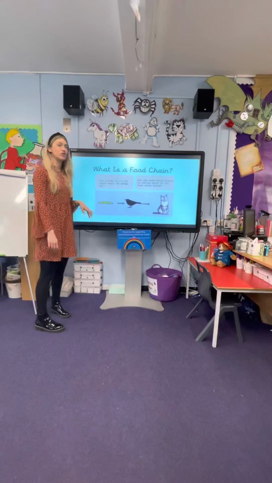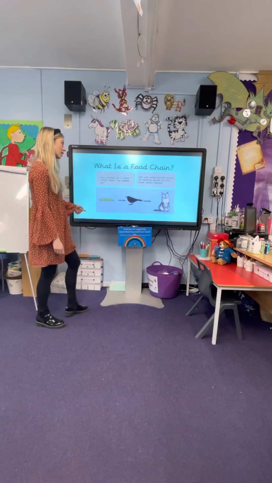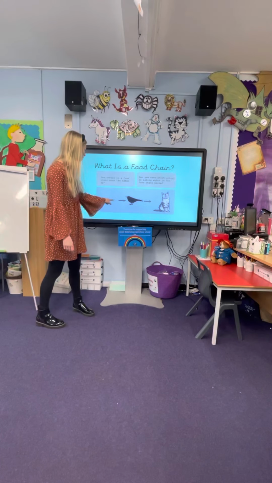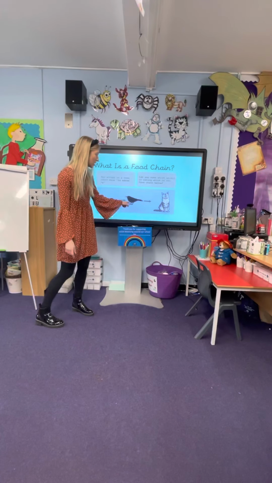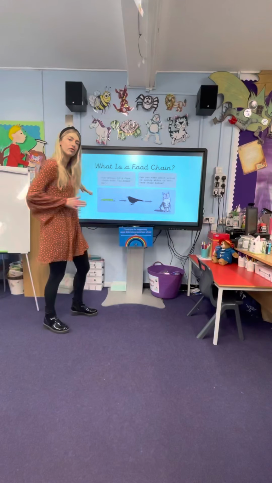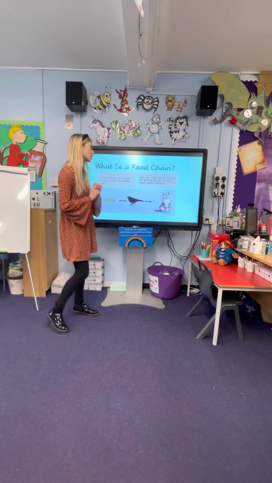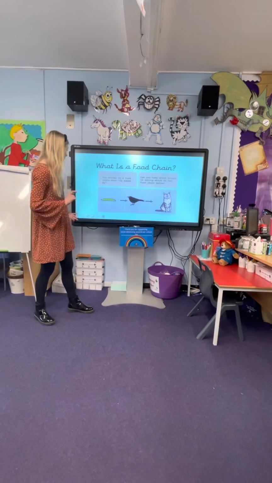Now the arrows in a food chain show that it's eaten by, okay? So here we've got this little caterpillar is eaten by the blackbird, which is eaten by the cat, okay? So that shows the flow of the chain. So can you name which animal is eating which in the food chain?